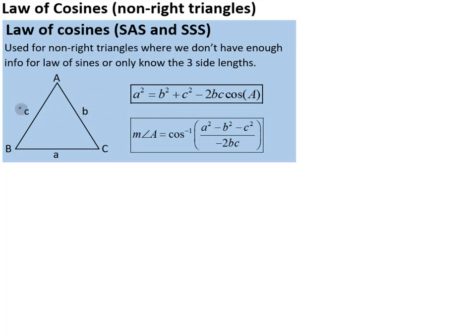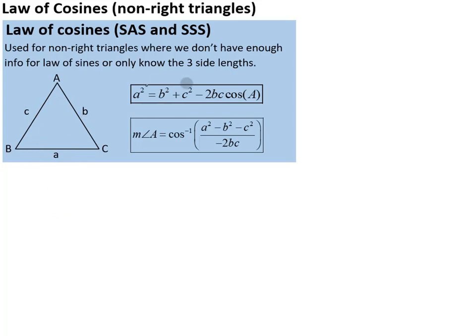For instance, maybe I know these two sides of my triangle and I know this angle, and I want to know this side. A is what we're trying to solve for, this length here, but we only know these three pieces of information. I don't have enough to solve with law of sines.